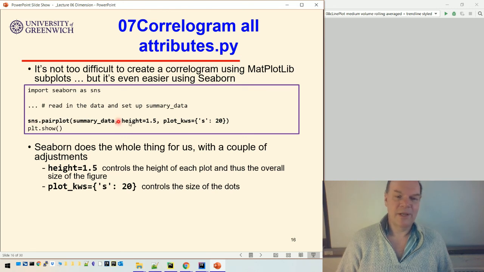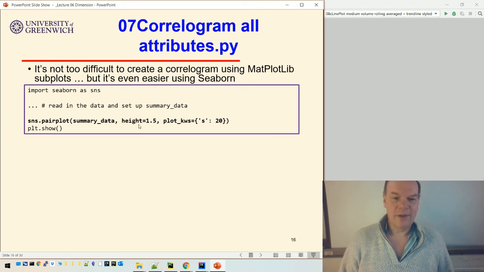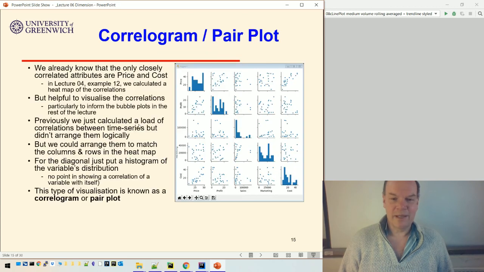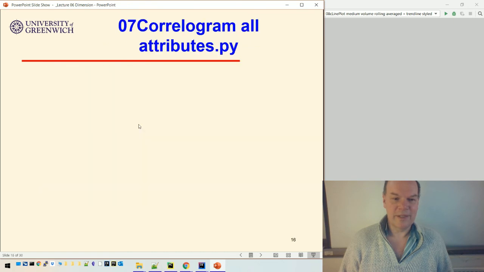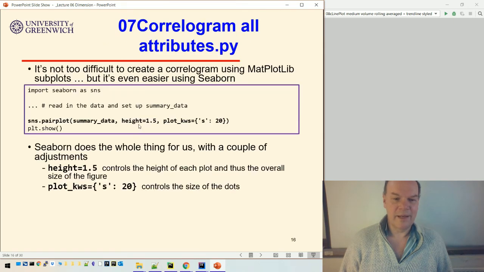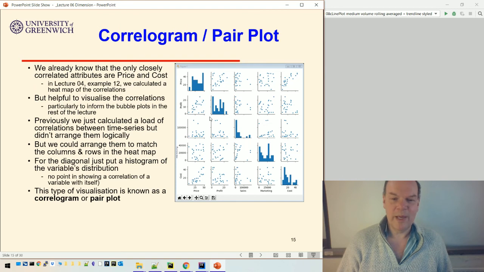We can just visualize it using the Seaborn pair plot and a couple of extra features that we can control. The height controls the size of each plot, that's the size of the figure, so if you change that value, you'll get a different size of figure. And then the s, s equals 20, controls the size of the dots. I've set them quite big so that they're visible. If you leave that as the default, they're really a bit too tiny to see.